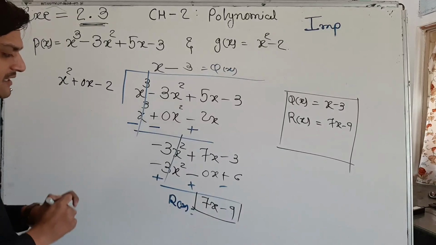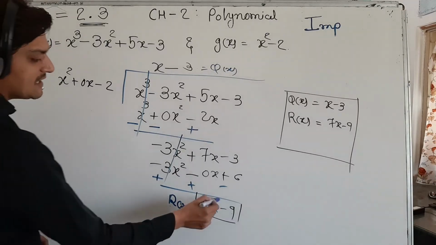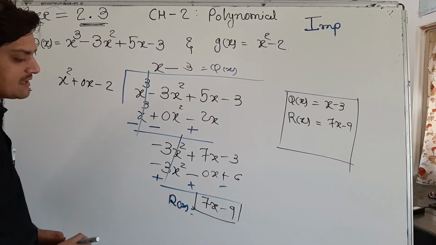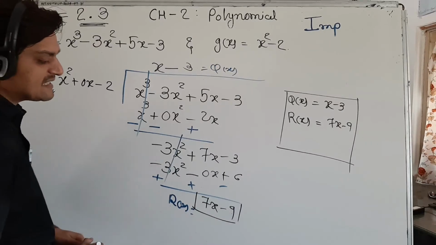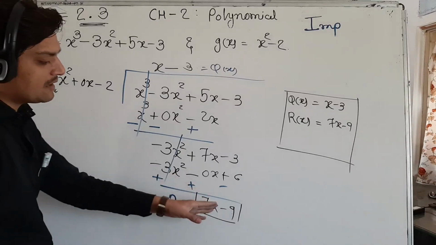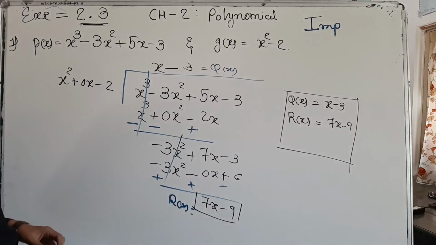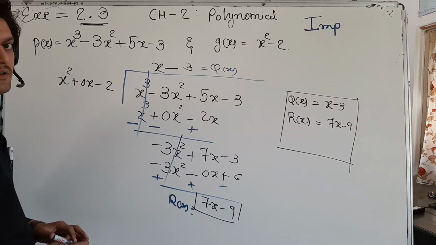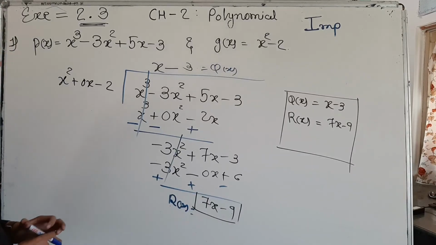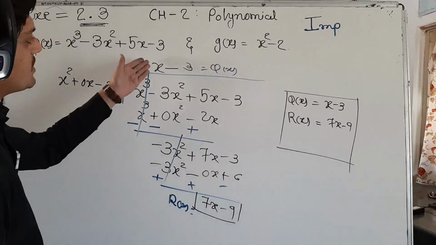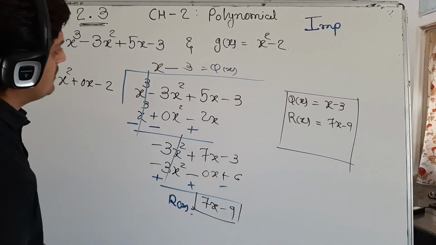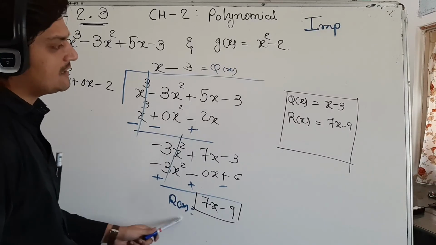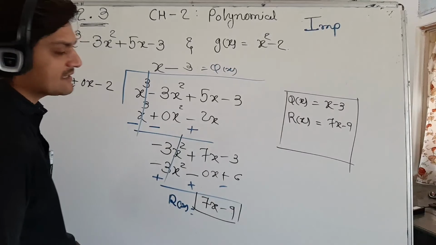Now your division is not possible. Why? Because here is the 1 power. 7x means what? 7x raised to 1, because there is no power given, so it means 1 power. So 1 power is not divisible by 2 power. It's like that only. 3 is not divisible by 5. So that's your quotient which comes upside. That's your quotient q of x, that's x minus 3, and this is your remainder 7x minus 9.